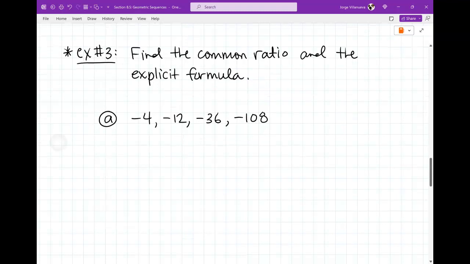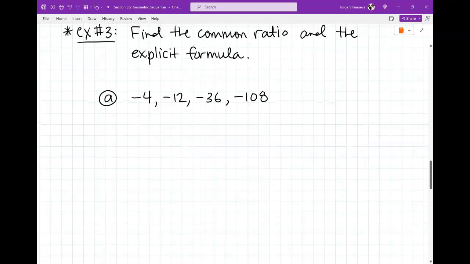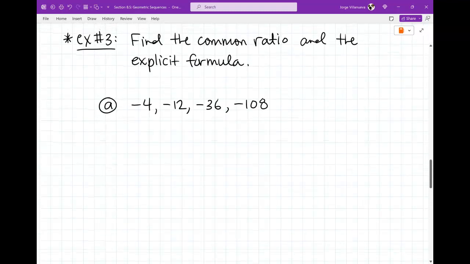Okay, example number 3. I think there's only, let me see, are there only 3? No, there's 4 examples. So we're almost done. Find the common ratio and then the explicit formula.